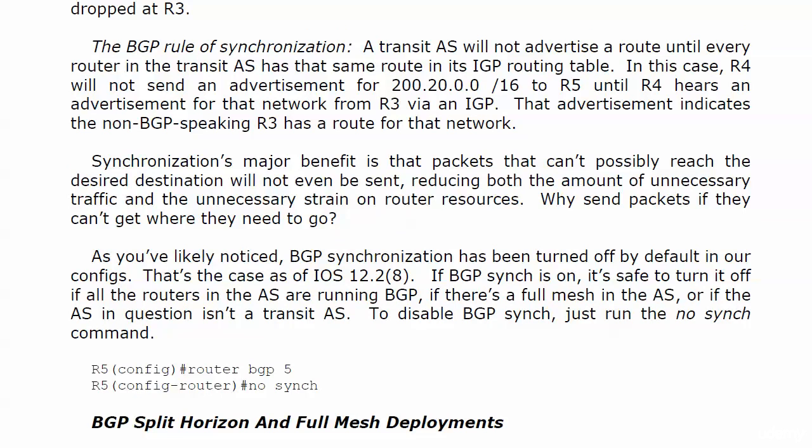A transit AS will not advertise a route until every router in the transit AS has that same route in its IGP routing table. So in this case, R4 would not send an advertisement for 220.0.0.0/16 to router 5 until router 4 heard an advertisement for that network from R3 via an IGP. And that advertisement, of course, indicates the non-BGP speaking R3 has a route for that network.